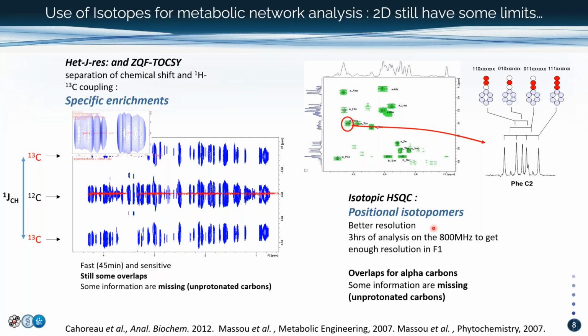We have also the possibility to use heteronuclear isotopic sequences to get positional information. And for example, here in isotopic HSQC, we can extract positional isotopomers quite easily, and because we are respecting quantitative conditions, we can extract the different labeled forms from them.